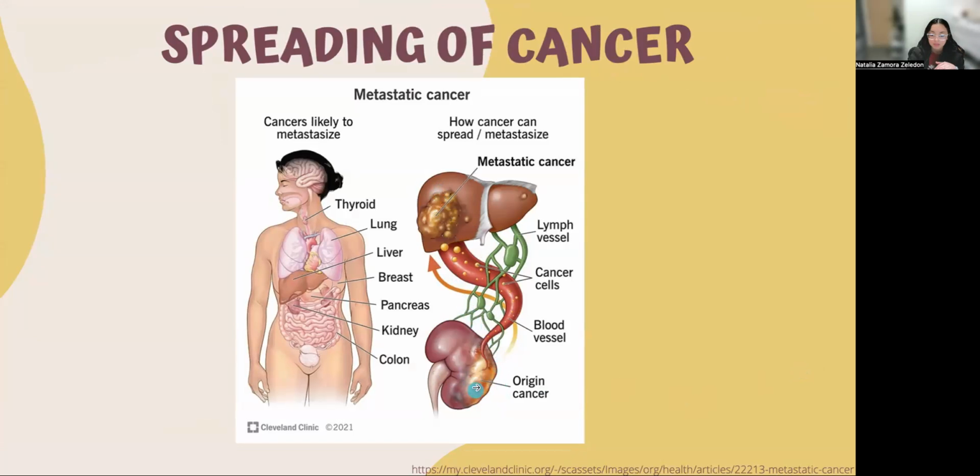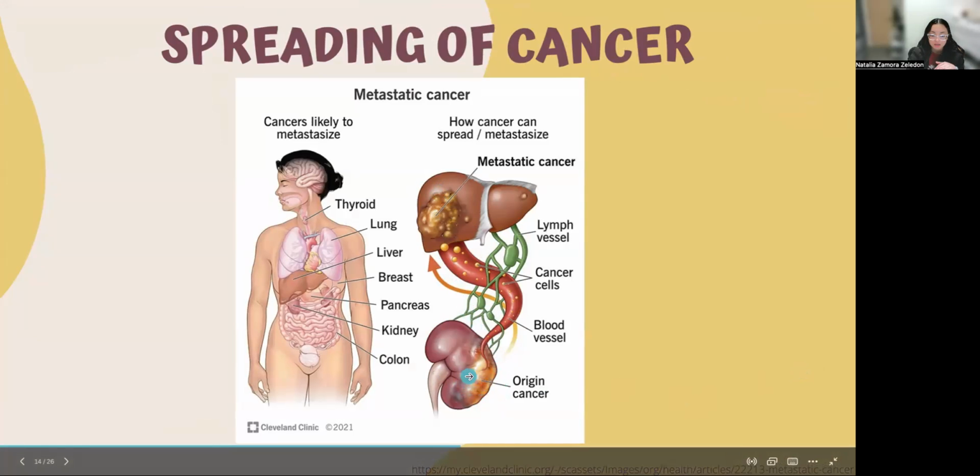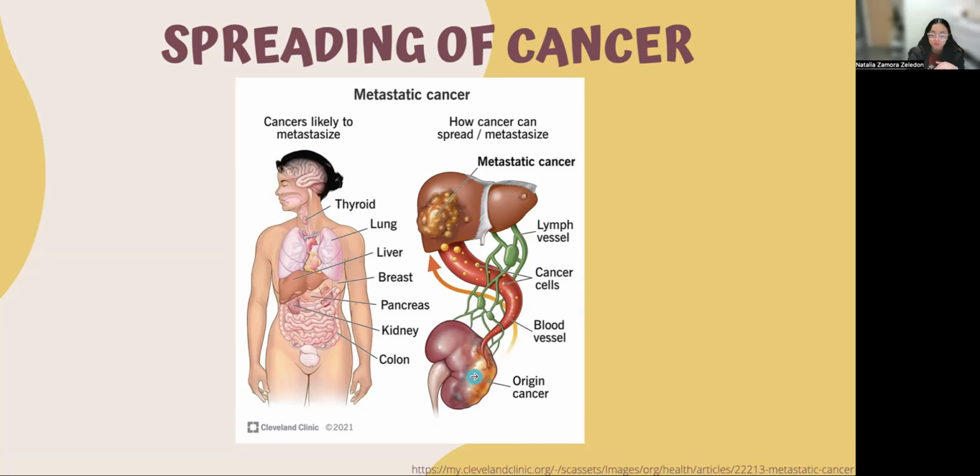For example, this image depicts a tumor that began in the kidney. Then the cells from that original tumor began to travel through the blood and started dividing in the liver. So another tumor formed in the liver.